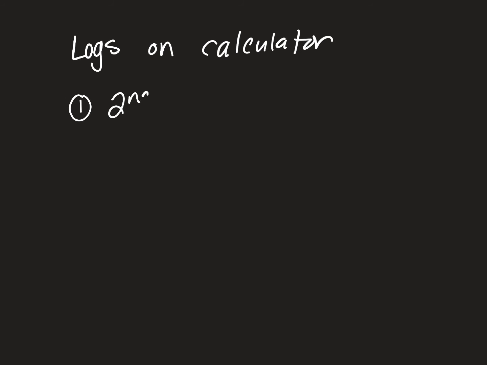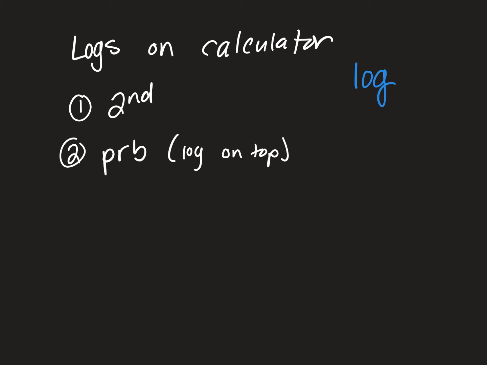So you're going to hit the second key, and then you're going to hit the button that says PRB, and it has log up above it. Everybody see where that is? All right. And then if you're taking the log, you're going to be on that first screen. So let's say, for example, we want to find log of 2.5. If you wanted the common log, you would just hit log, put in 2.5, and then hit enter.